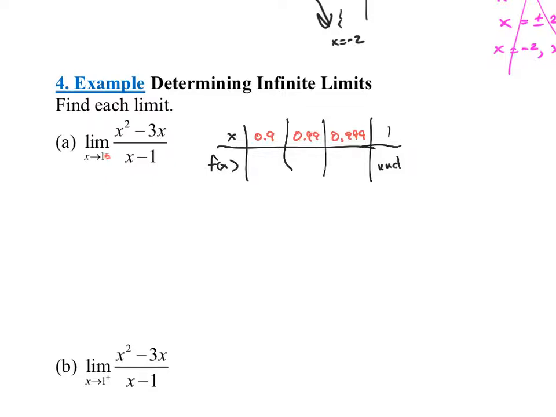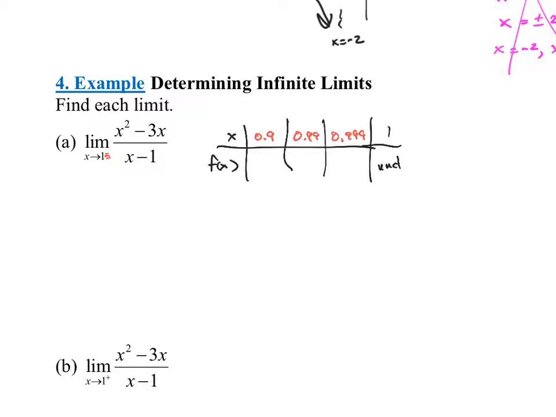Hit enter on OK, and then we're just going to type in these values. 0.9, enter, 0.99, enter, and then 0.999, enter. Okay, again, we have to be careful here because I am getting fraction values. For instance, the first one I'm getting is 189 over 10.